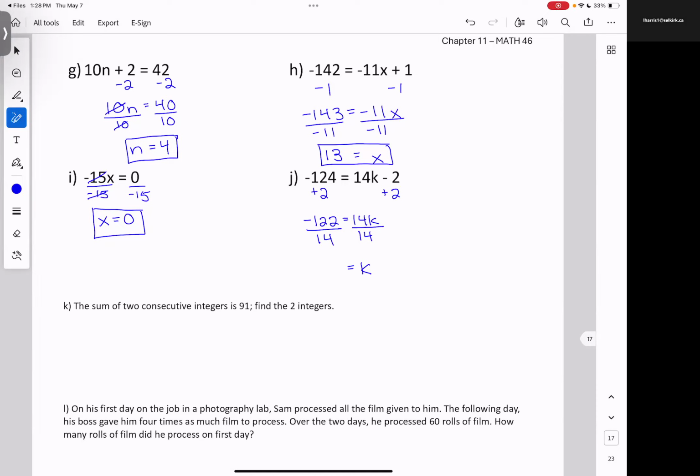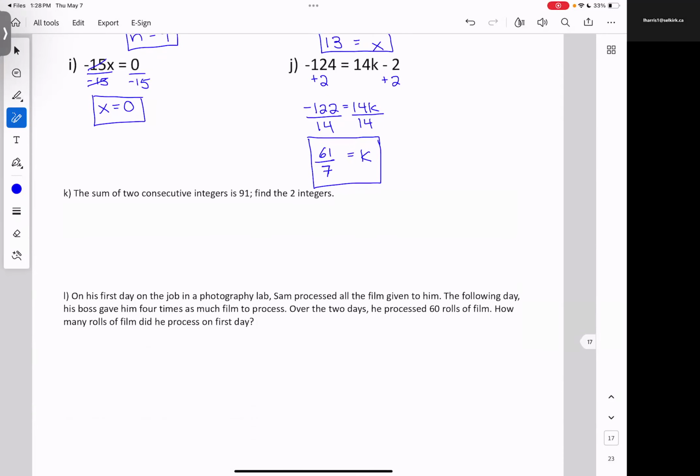And what does that give us? That gives us a fraction. So what's the lowest terms we can put that in? I notice they're both divisible by 2. If I divide by 2, I get 61 over 7. 7 is prime and 61 is not a multiple of it, so that is my lowest terms.